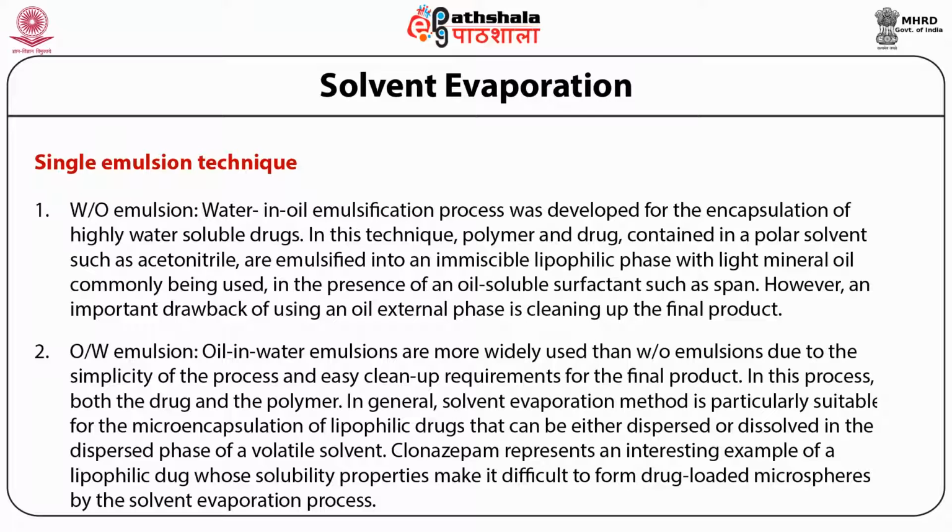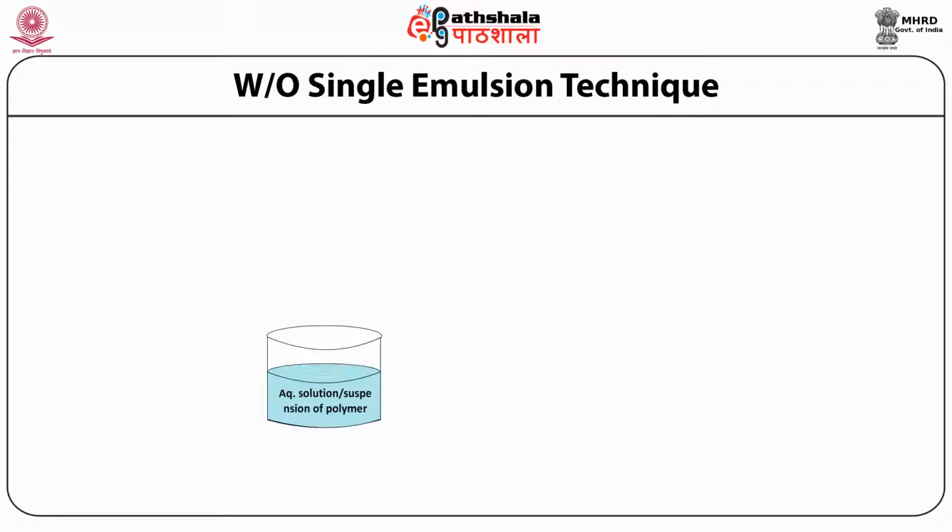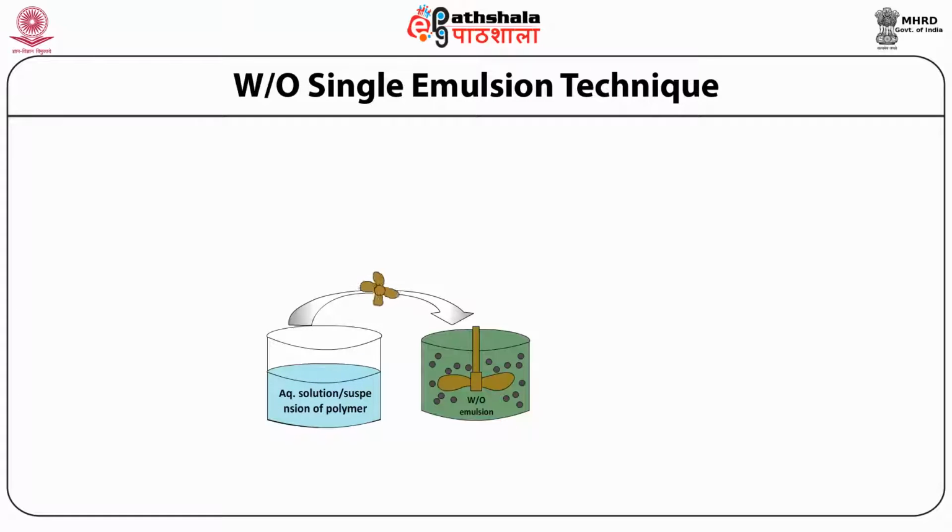Now in general, the solvent evaporation method is particularly suitable for the microencapsulation of lipophilic drugs that can be either dispersed or dissolved in the dispersed phase of a volatile solvent. Clonazepam represents an interesting example of a lipophilic drug whose solubility properties make it difficult to form drug-loaded microspheres by the solvent evaporation process. Now in this figure, in the animation which is running, you can see the water in oil single emulsification technique.